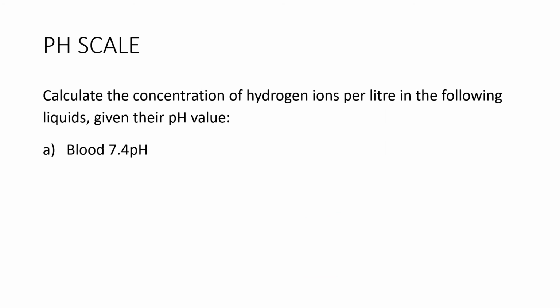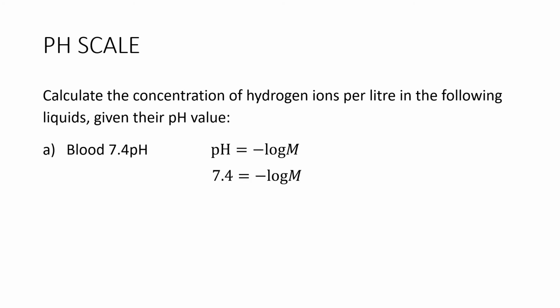Calculate the concentration of hydrogen ions per litre in the following liquids given their pH value. So blood has a pH value of 7.4, and so what we want to do is work out how many hydrogen ions there are per litre. All right, so there's our formula. pH is equal to negative log of m. So we're going to put the 7.4 in here.